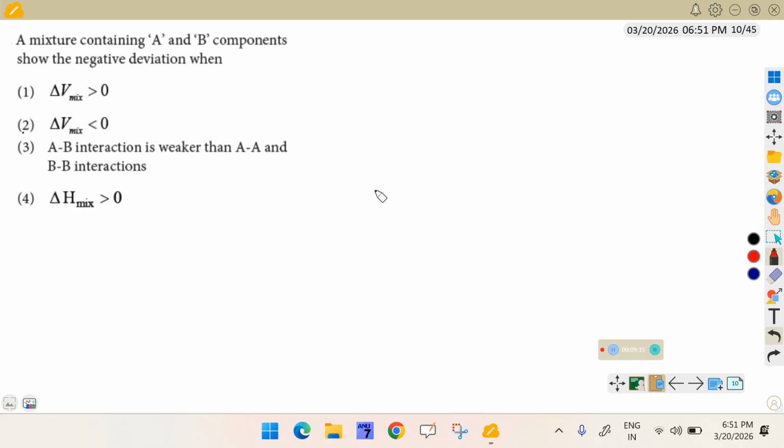A mixture containing A and B components shows negative deviation from Raoult's law. For Raoult's law negative deviation, delta H mix value is less than 0 and delta V mix value is also less than 0. Second option.